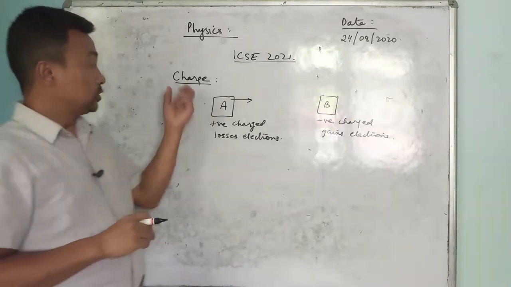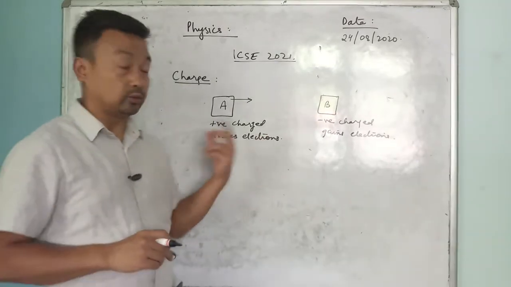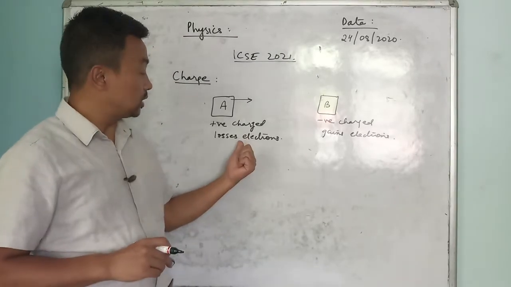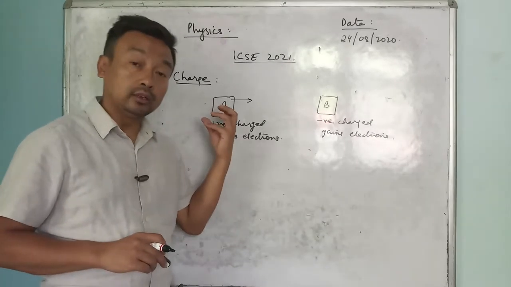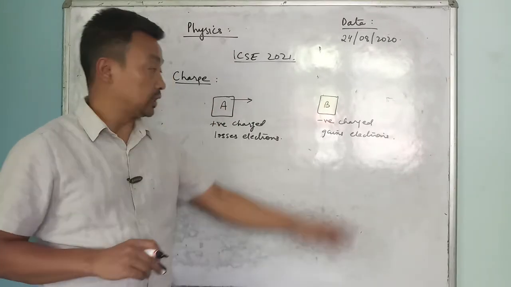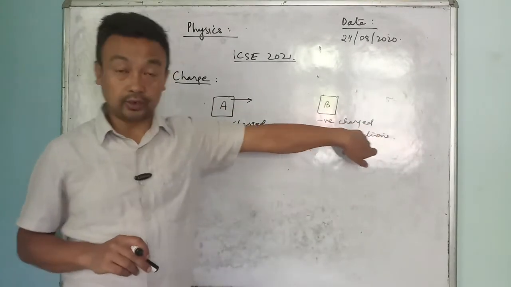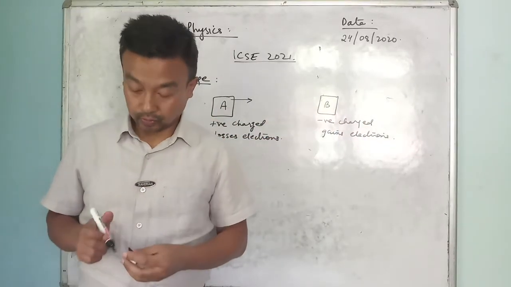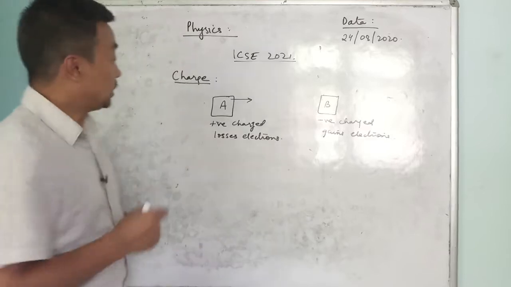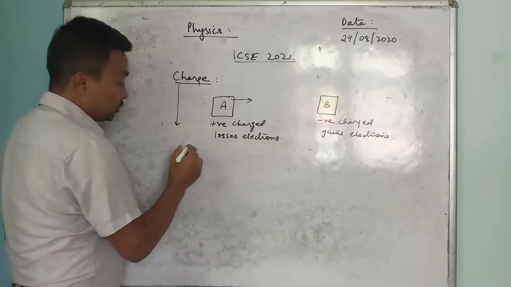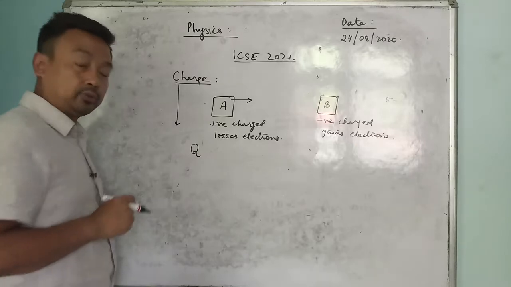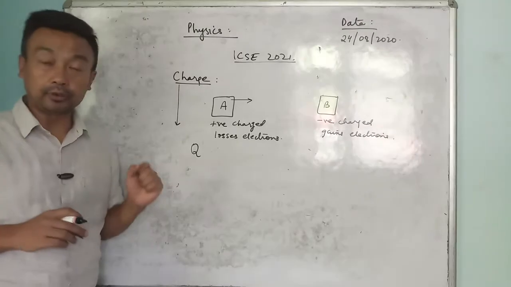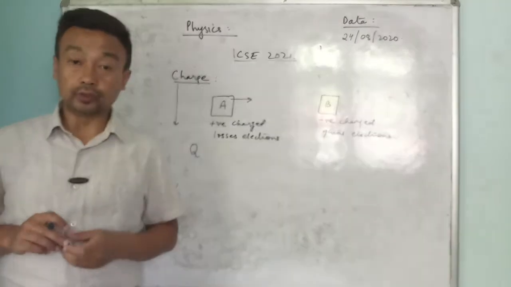Okay, so now charges are of two types. We know that one is the positive charge. In the positive charge, what is happening? It is losing electrons. And the second type of charge is the negative charge. In the negative charge, what is happening? It is gaining electrons. Now charge is usually given by the symbol Q. Sometimes we also use the small q, but let us use capital Q here. This is the symbol for charge.